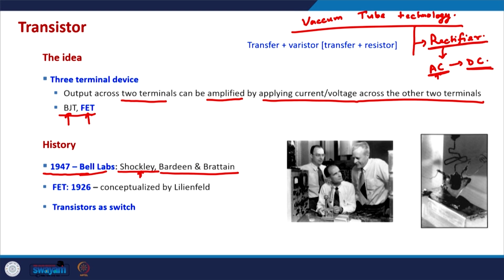And the first electronic device that achieved rectification was the vacuum tube diode. So that is essentially the beginning of electronics engineering. And soon after the vacuum tube diode, a vacuum tube triode was proposed, and in the vacuum tube triode, apart from rectification, amplification could also be achieved.